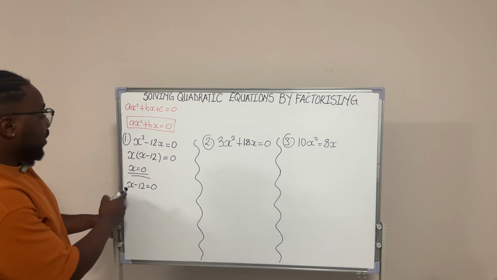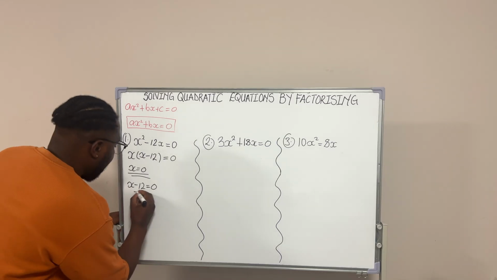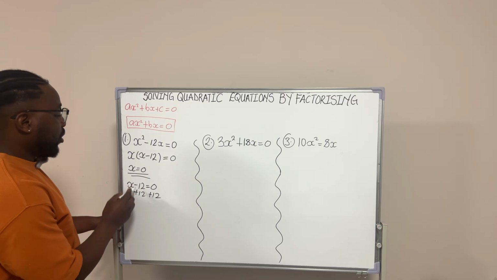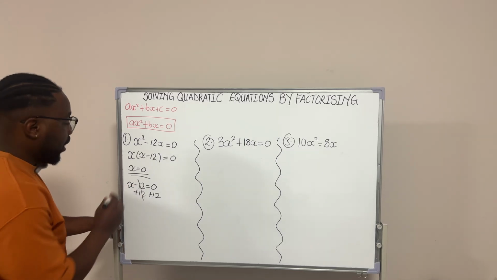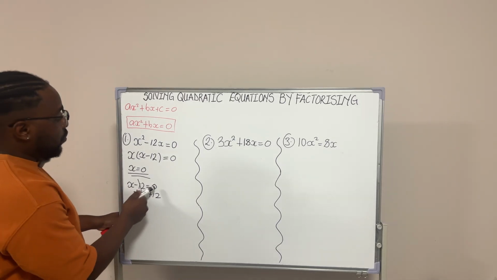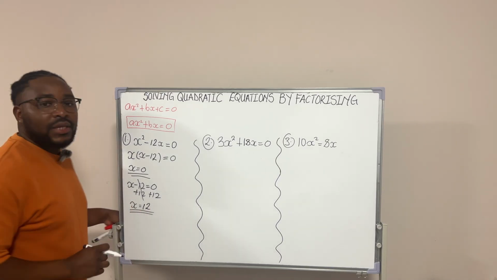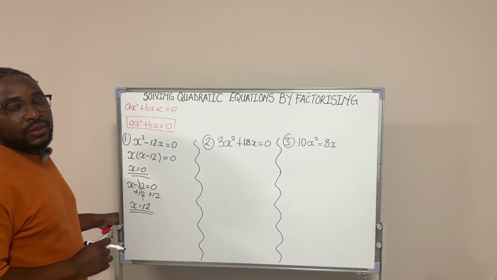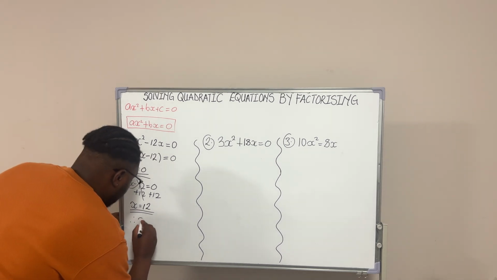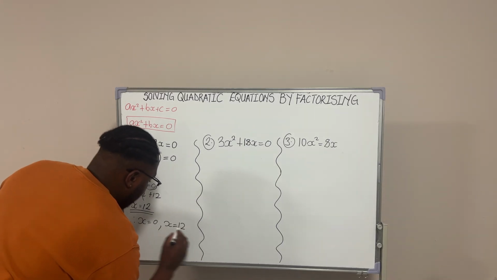Now let us find the value of x by isolating it. And how do we do that? We do that by simply adding 12 to both sides of our equation. Negative 12 and positive 12 cancel out, and we shall be left with x equal to 0 plus 12, which is 12. So there we go, this is our second solution. Therefore our solution is x equal to 0 and x equal to 12.